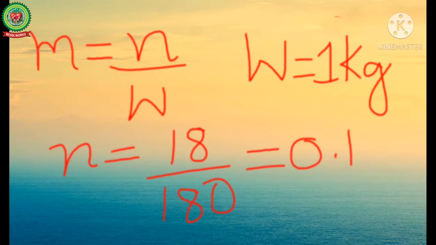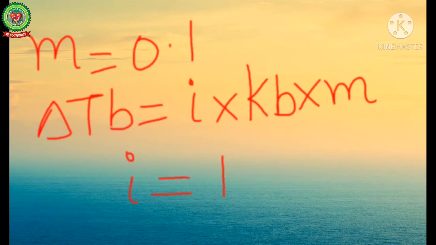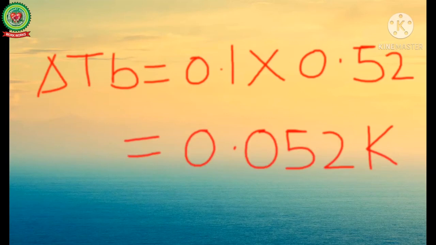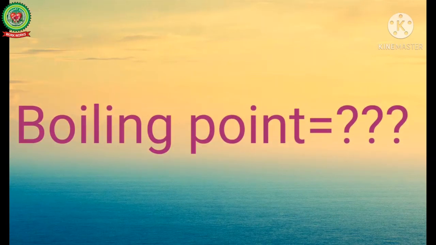So first of all we are going to calculate molality, that is n by W, where W is 1 kg and n is equal to 18 upon 180, that is 0.1. So m is the molality and delta TB is equal to i Kb into m and i is equal to 1. So delta TB is equal to 0.1 into 0.52, that is equal to 0.052 Kelvin.